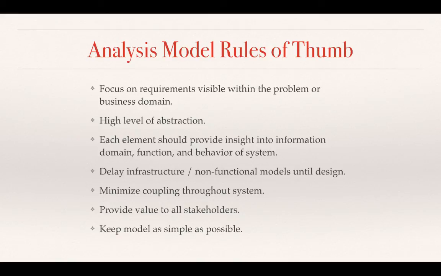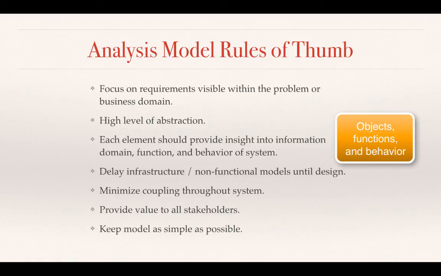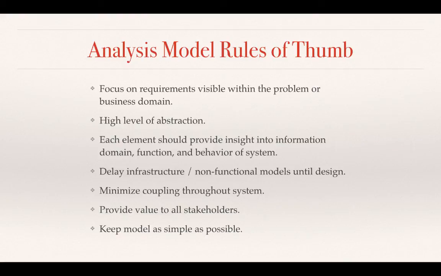The other rules of thumb are: each element should provide insight into the information domain, function, and behavior of a system. That harkens back to that notion of objects, functions, and behavior that we talked about in a previous slide. Delay infrastructure and non-functional models until design. That's really about the level of abstraction. Finally, minimize coupling throughout the system, provide value to all stakeholders, and keep the model as simple as possible. Well, those are always good modeling principles to follow.